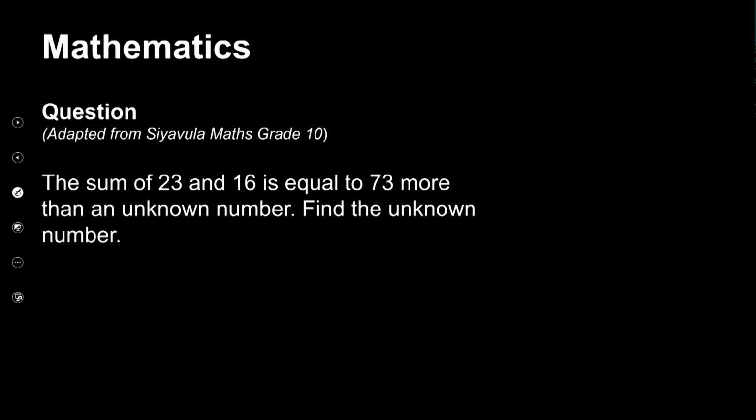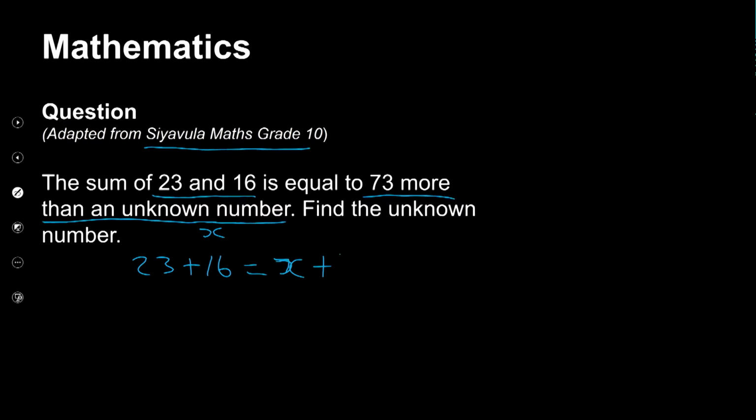Now, the very first question, as I said, I've adapted it from the Siyavula Maths grade 10 platform online, that is. It says the sum of 23 and 16. So if I add 23 plus 16, already I know that, is equal to 73 more than an unknown number. So already you know that there is an x there, right? So this, the 23 plus the 16, we are being told that it is 73 more than. So it will be x plus the 73.